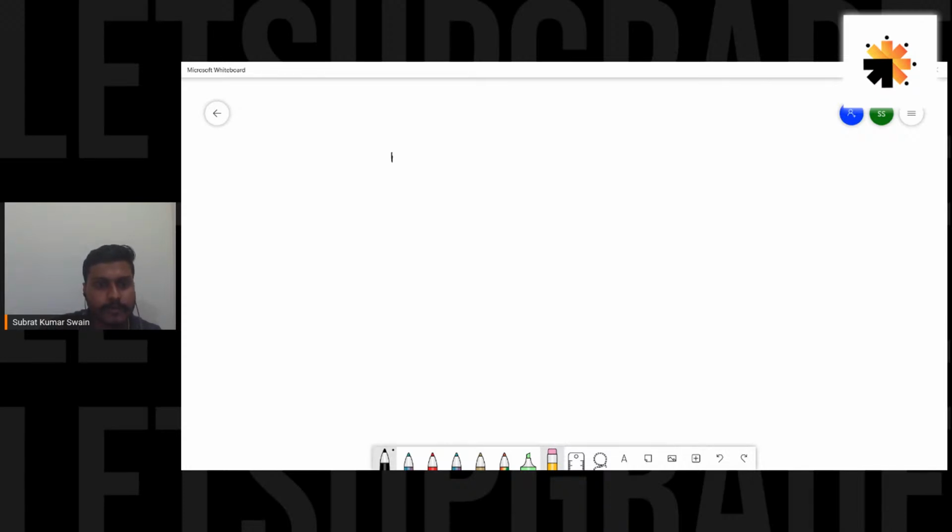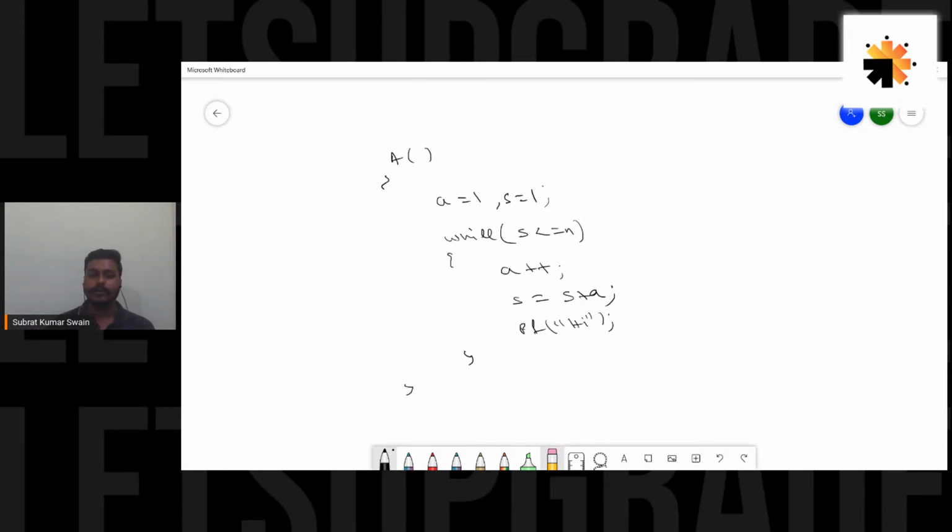There is an algorithm or function. A is 1 and S is 1. I'm just writing in an algorithm way, not in a program way exactly, so don't say that the syntax is wrong. I'm just writing the steps basically. Here it is: while S less than or equal to N, A plus plus and S equal to S plus A, and let's say there would be a print statement high. Now you say how many times this loop will run, or what is the time complexity for this one.